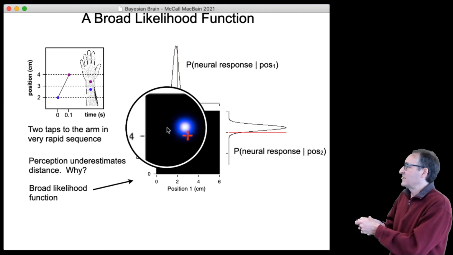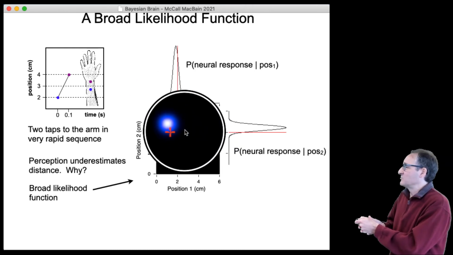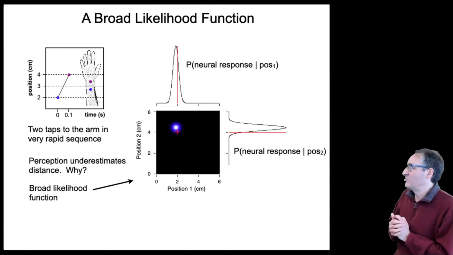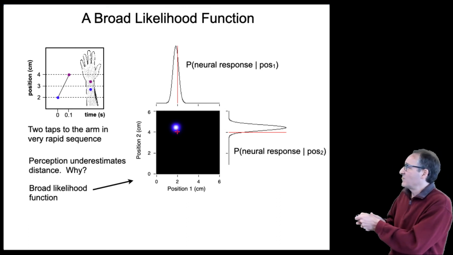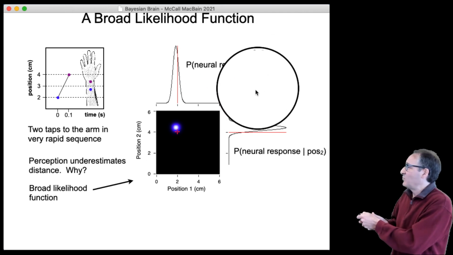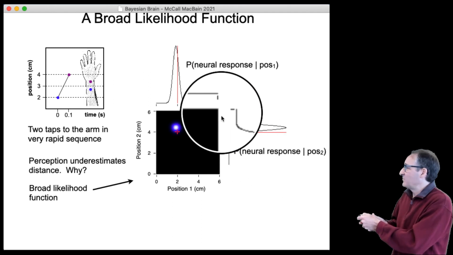And what are the least likely? That's the very dark areas. And what are the sort of intermediate ones? Those are the blue. That might have given rise to that group of action potentials. So this is the probability of the neural response given every possible tap 1 position, and the probability of the neural response given every tap 2 position.